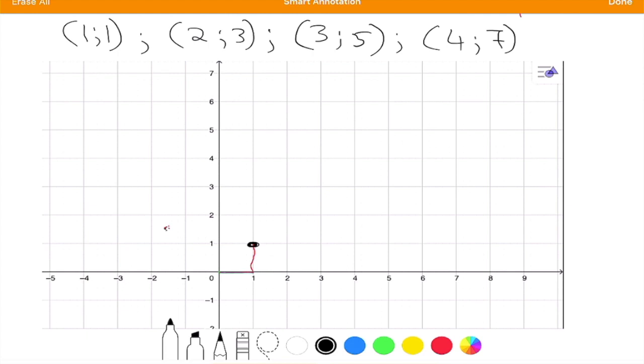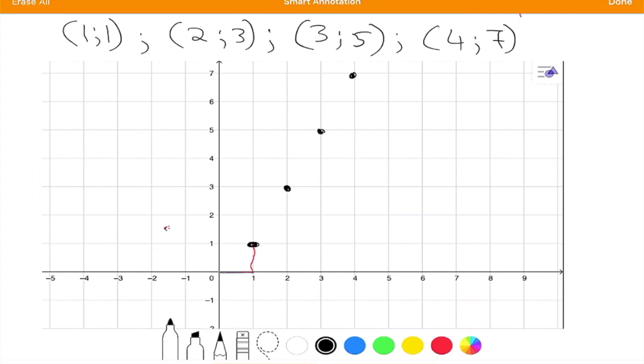So for 2, 3, again we start from 0, 0, which is the starting point. Then we go 2 along x, followed by 3 along y. And that will end us somewhere there. The next point says move 3 along x, followed by 5 along y. So you will end up here. And the other point is 4 along x and 7 along y. And you will end up there.